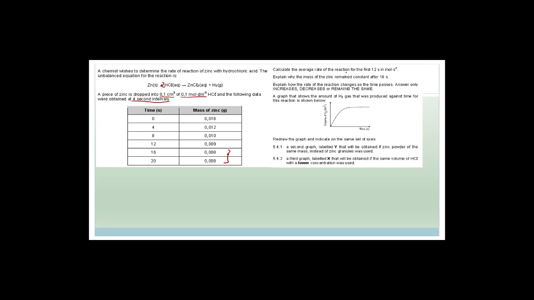Firstly, it says calculate the average rate of the reaction for the first 12 seconds. So the average rate of the reaction is going to be the loss of mass over the time. So that's going to be 0.016 minus 0.009, over the 12, because that's how much zinc was used up. But note, it says calculate the average rate of reaction in moles per second, and this is in grams, so I first have to work out the loss of mass in grams, then convert it to moles and then divide it by the time. Okay, so let's do that.